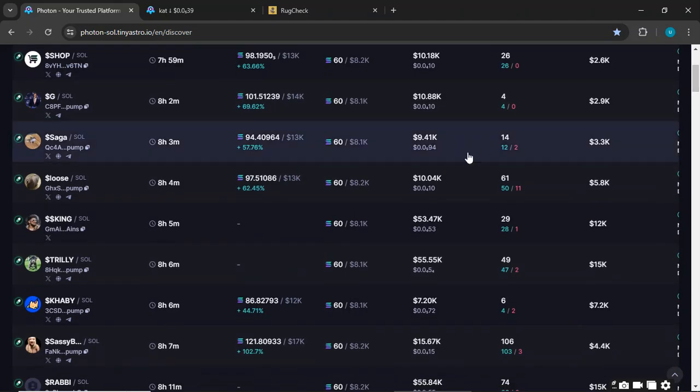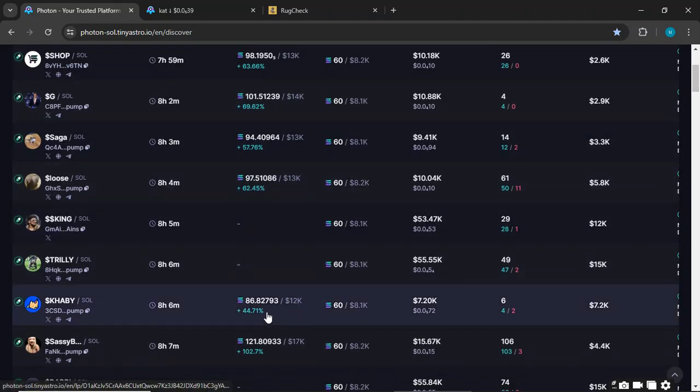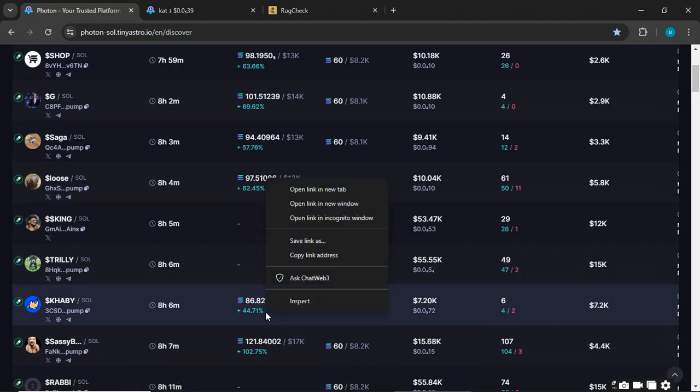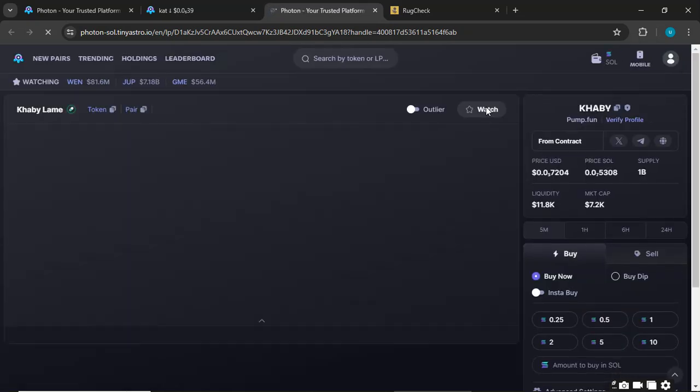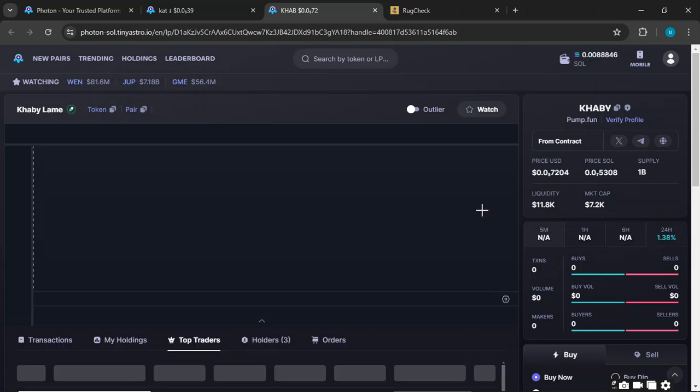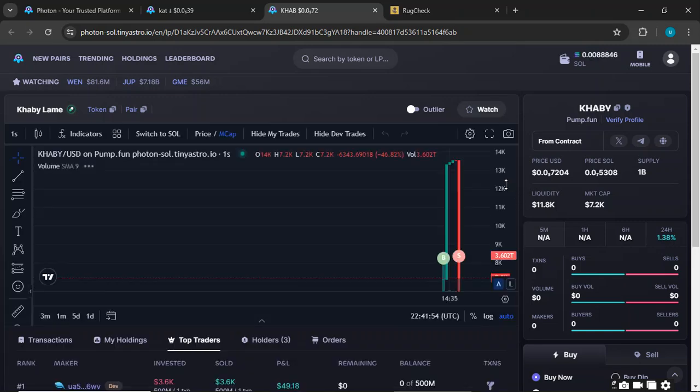Let's check another token that is already on, okay, this 44%. Let's check this guy. 44%, and I think it's on 7k. You know, I set my filter to 7k market cap upward. So all right, this is another token. Wow, they've already rugged this token before we even click on it.